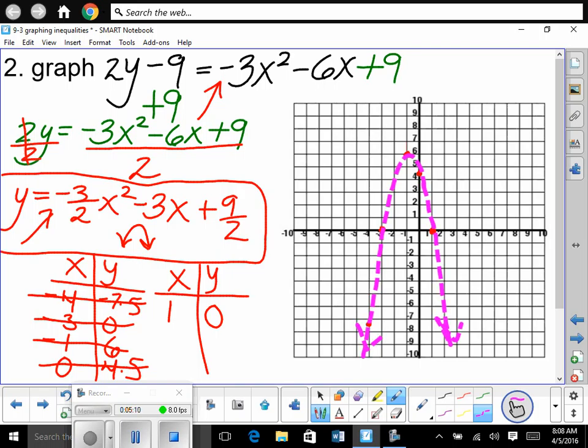Questions on that? Yes. You must have forgotten the negative in front here. I just typed in negative 3 divided by 2x squared. Make sure you didn't type in minus, because a lot of people on accident will type in minus 3 divided by 2x squared. Make sure you put in a negative sign.